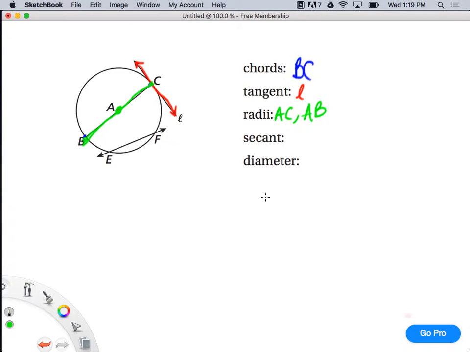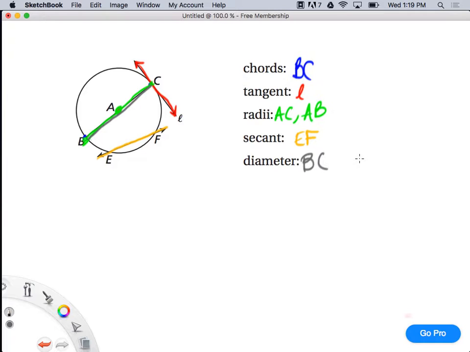Okay? Which of these is a secant? EF. Very good. EF is a secant. And which is a diameter? BC. BC is a chord and a diameter. What's the difference between a diameter and a chord? Well, there is no difference, but what makes it a diameter? Because it's through the middle. It goes through the center point. A diameter is a chord that goes through the center point.